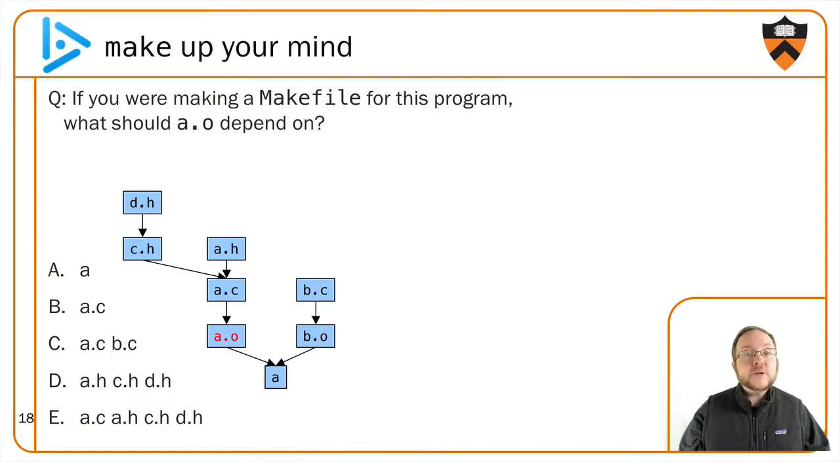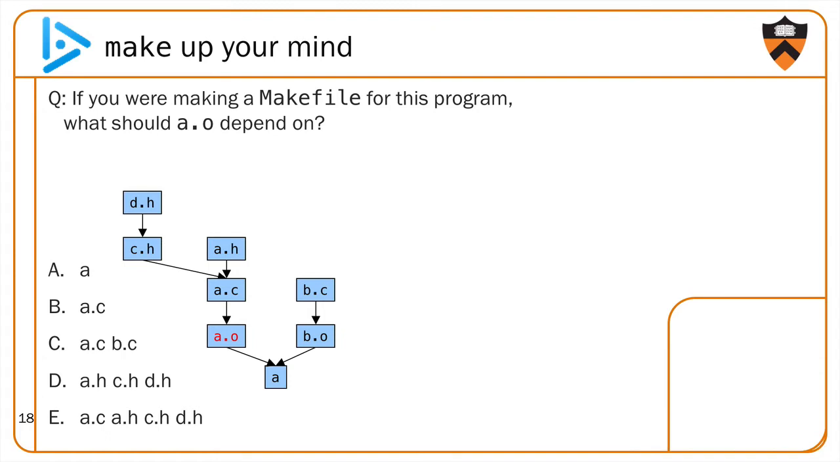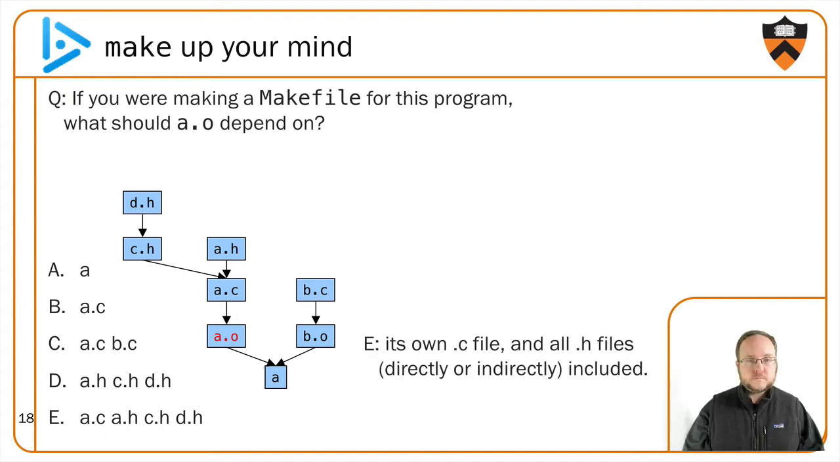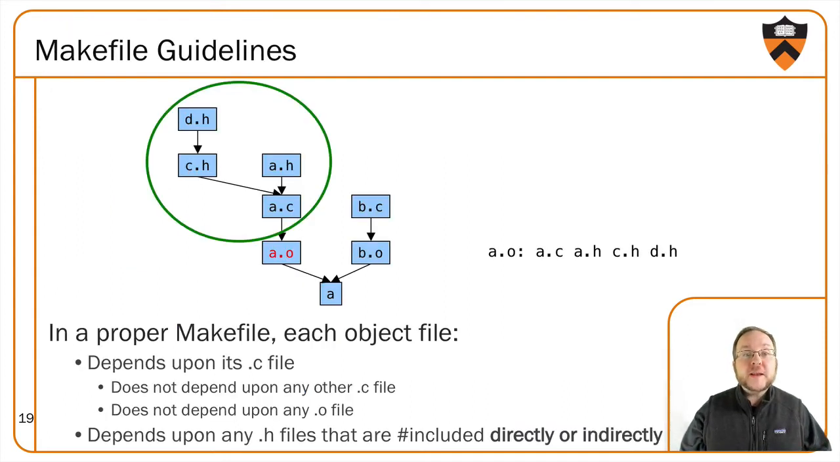So pause the video here and consider this question about what files should be prerequisites for building a.o. Certainly we need a.c, but a.c depends on a.h and c.h. And c.h recursively depends on d.h. So we need all of them, E. More generally, a proper dependency rule for any .o file is going to include prerequisites for the corresponding .c file, but also the entire hierarchy of .h files included from that .c file.